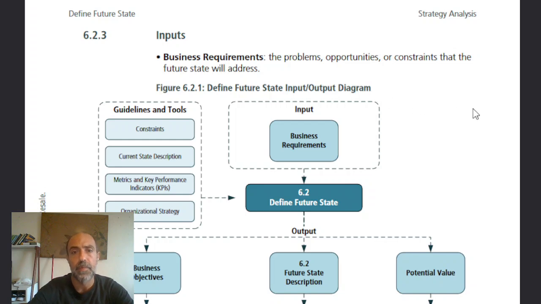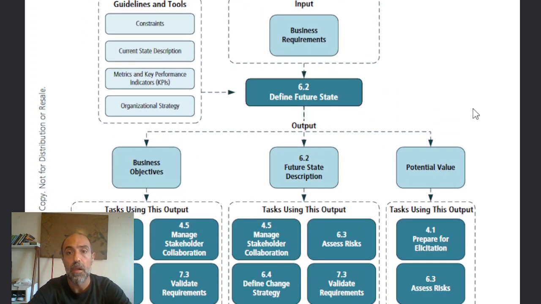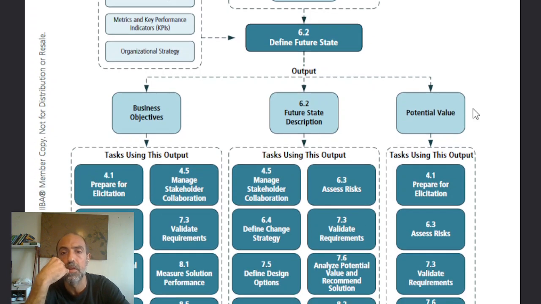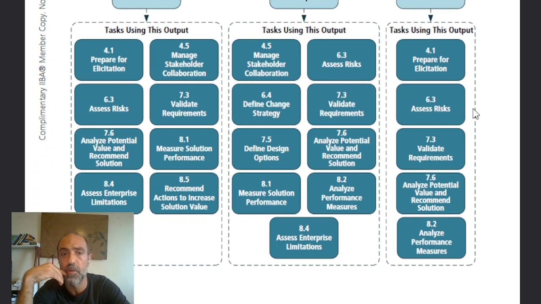What are the inputs and business requirements, the problems, opportunities, or constraints that the future state will address? These are the business requirements. Inputs, business requirements, and then in the future state, we have guidelines and tools, which are constraints, current state description, metrics and key performance indicators, organizational strategy. And then the outputs go into business objective, future state description, and potential value.